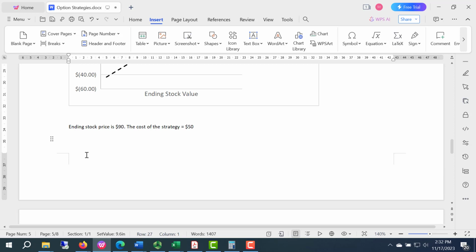The way we calculate the profit here is by taking the amount that our portfolio is worth and subtracting the initial cost. So the value of the portfolio is equal to the price of the stock at the expiration date. In this case, it's going to be $90.